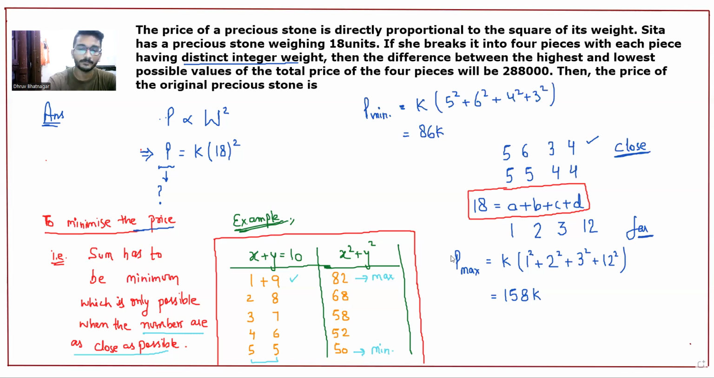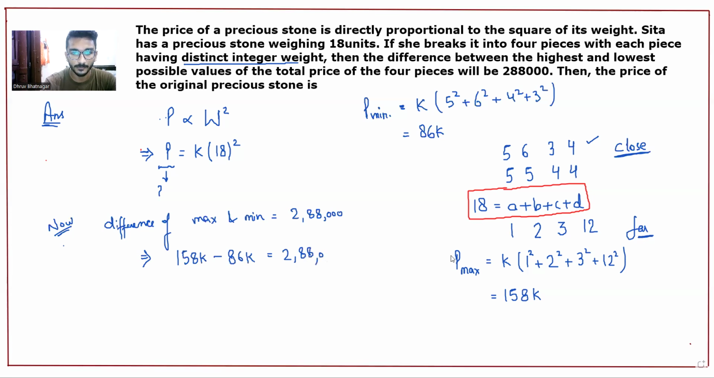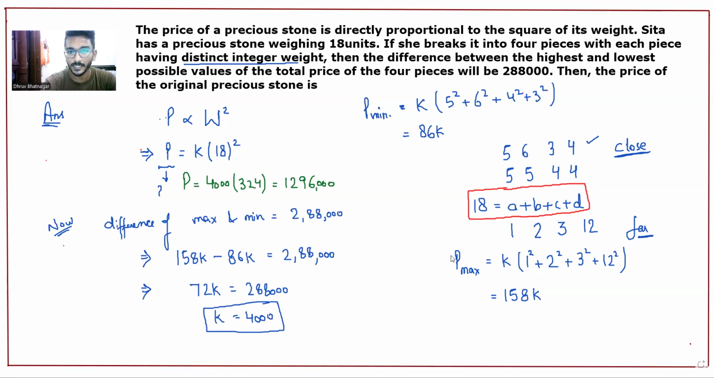That is 86K. All right. So the difference of maximum and minimum price is 288,000. 158K minus 86K, that is 72K equals 288,000, and K equals 4,000. So I got my K. I'll just substitute it here. 18 square is 324, and it is 1296,000. So that would be my answer.